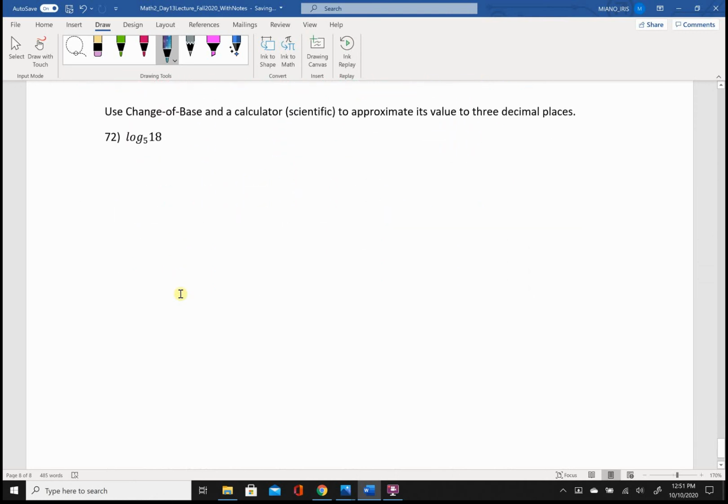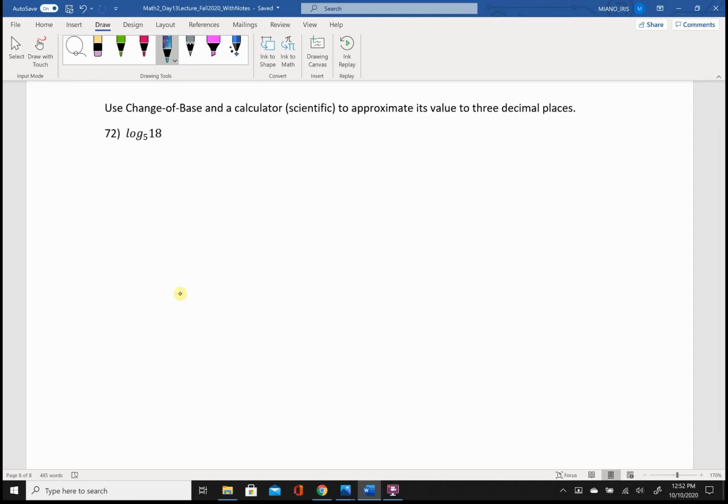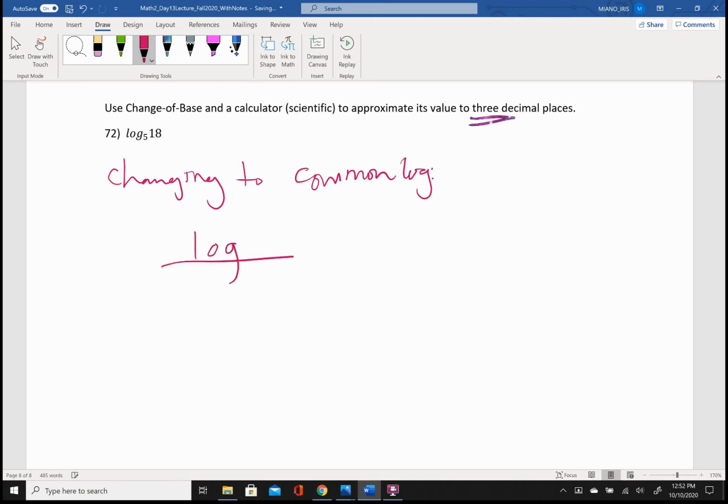Cool. Last problem in this set, or in this lecture, that is. We're going to use the change of base formula in a calculator. Scientific will do. More powerful calculators can also handle this, but a scientific calculator works perfectly fine to approximate its value to 3 decimal places. Okay, keeping that in mind. All right, so what I'm going to do is change this from a log base 5 to a common log. So changing to common log, we'll want log over log, no base, because the common log doesn't have the base explicitly shown, although we know it's 10. And then we're going to put the big number on top, small number on the bottom, right? And it's just as easy as that.